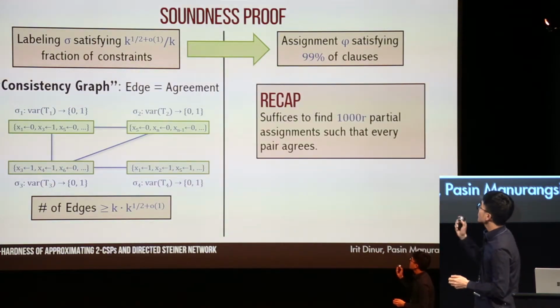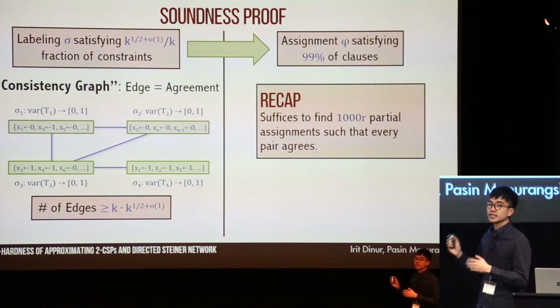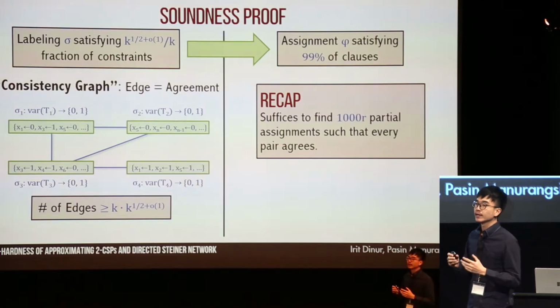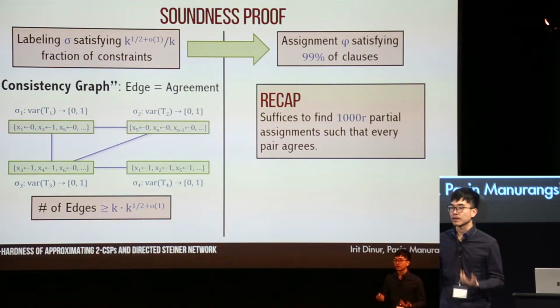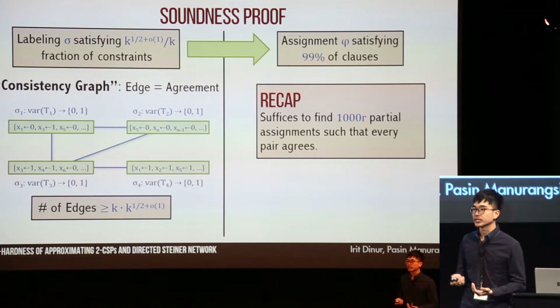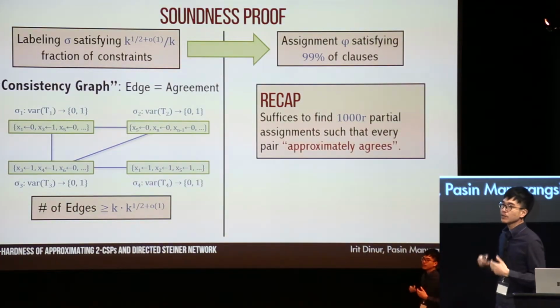So good. Just a one-line recap here. We just said that it suffices if we can find 1,000 times r partial assignments such that all of them agree with each other. And it's not hard to see that we don't really need this.